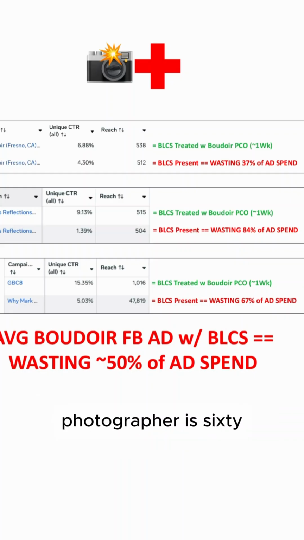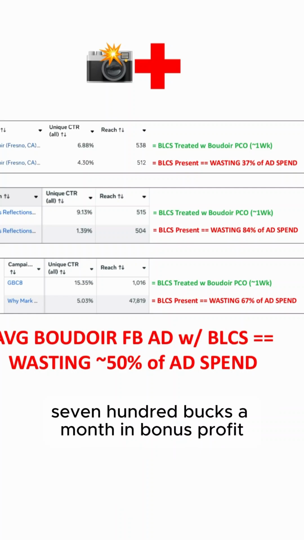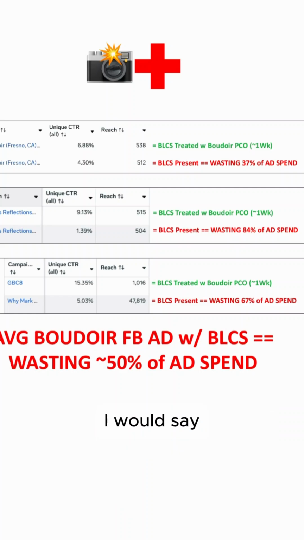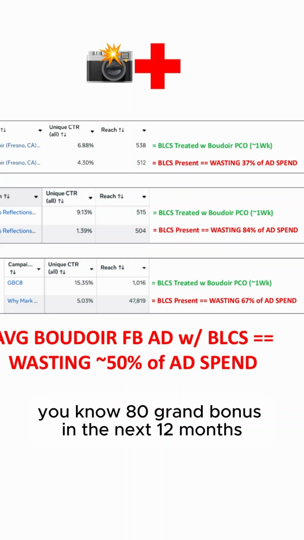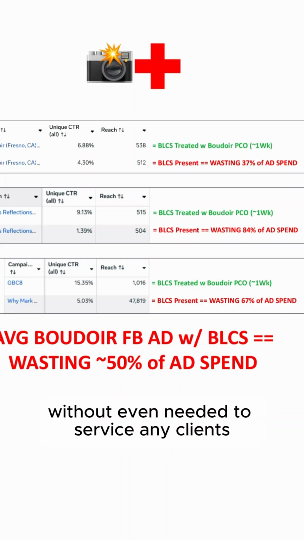as bonus profit: $6,700 a month by simply not spending that money. I would say that's 80 grand in bonus profit over the next 12 months. So, insanely good without even needing to service any clients.